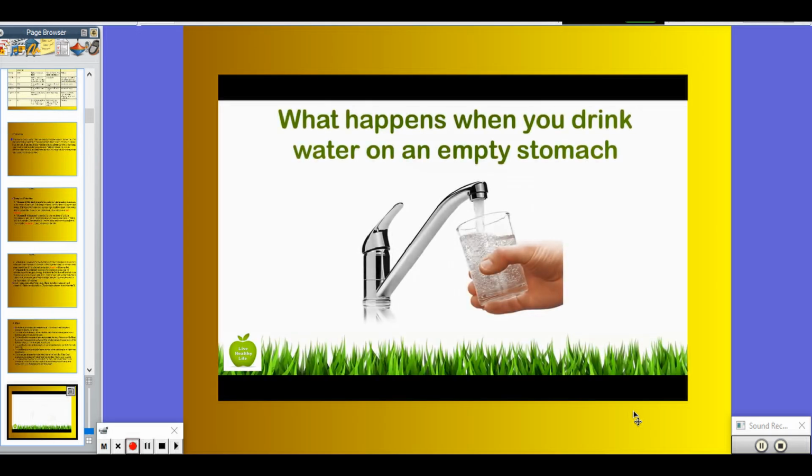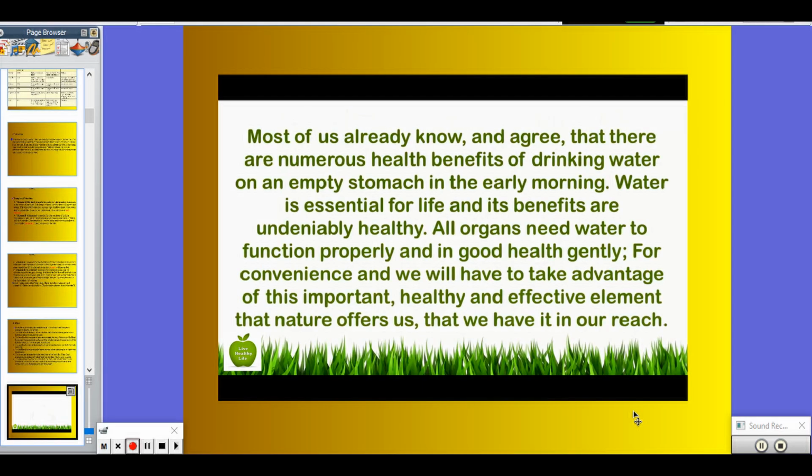What happens when you drink water on an empty stomach? Most of us already know, and agree, that there are numerous health benefits of drinking water on an empty stomach in the early morning. Water is essential for life and its benefits are undeniably healthy. All organs need water to function properly and in good health generally. For convenience, we should take advantage of this important, healthy and effective element that nature offers us, that we have within our reach.